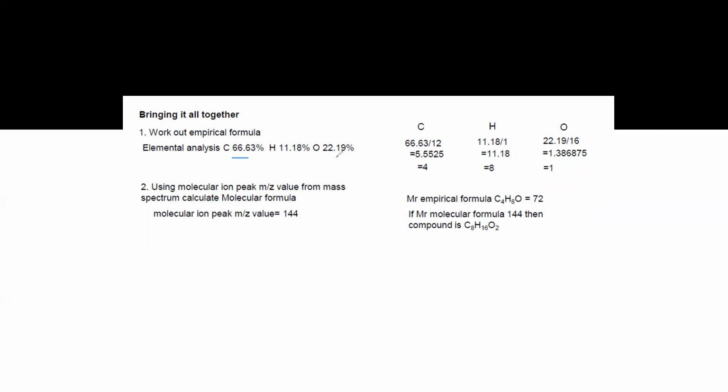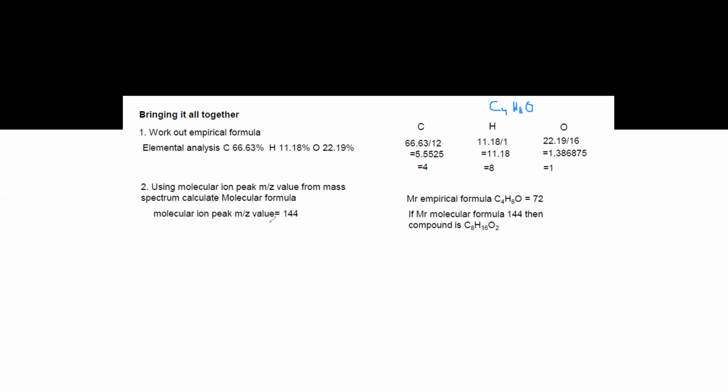So like example, 66.63% carbon is there, 11.18% hydrogen is there, and 22.19% oxygen is there. So first we work out the empirical formula. How to work out empirical formula? By dividing by atomic mass. So we take the simplest ratio. So C4H8 and O1. So using this, we worked out the empirical formula, which is C4H8O.